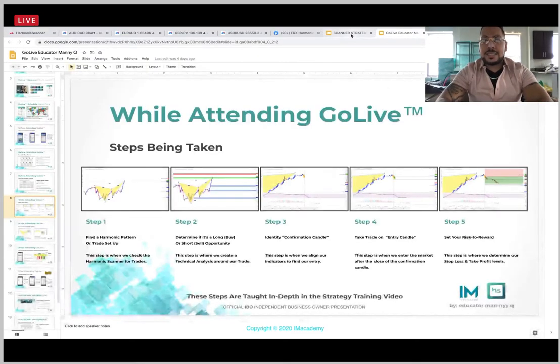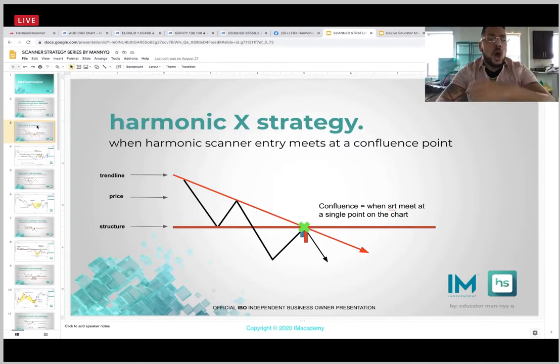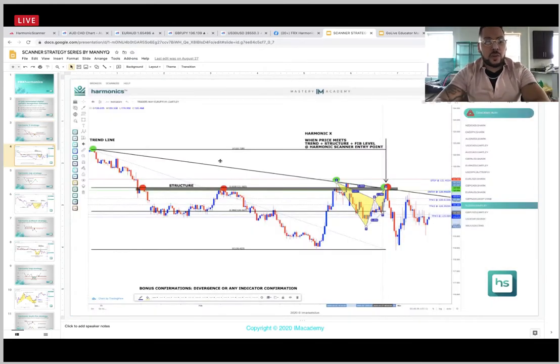Now, next thing that we have is overlays. Overlays is where we're building an analysis around the scanner. Here's one analysis. I'm going to briefly go through this because I want to teach you the scanner source. It is the Harmonic X strategy. That's when the Harmonic scanner meets a confluence point. What we do here is we look for points where there is resistance and trends intersecting at the entry. That helps us build an analysis.